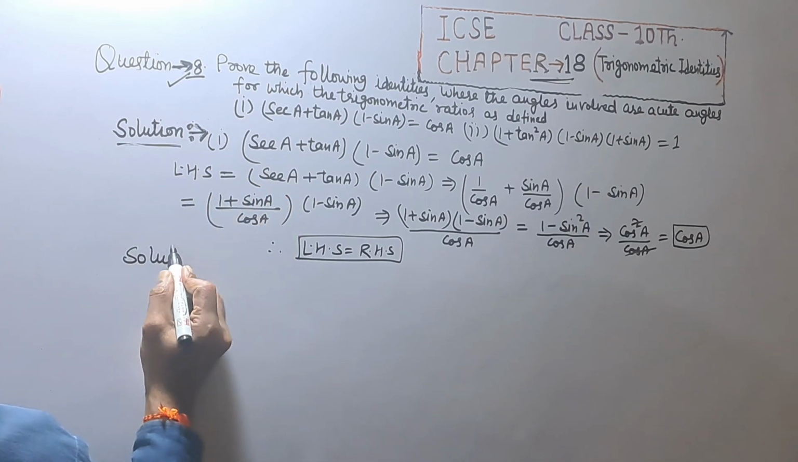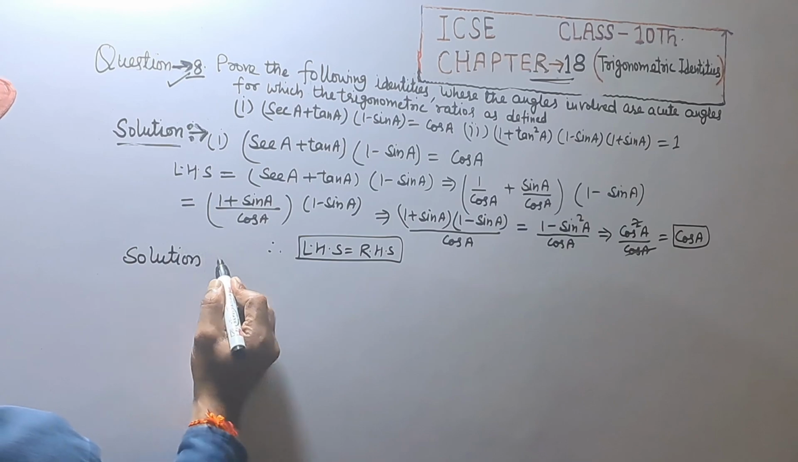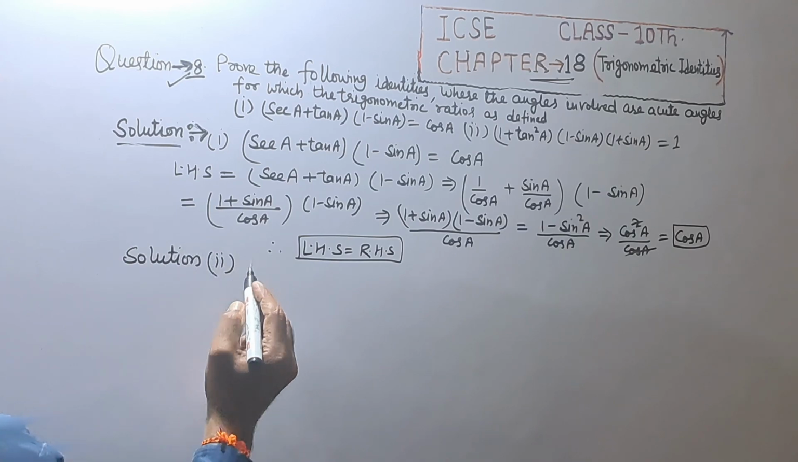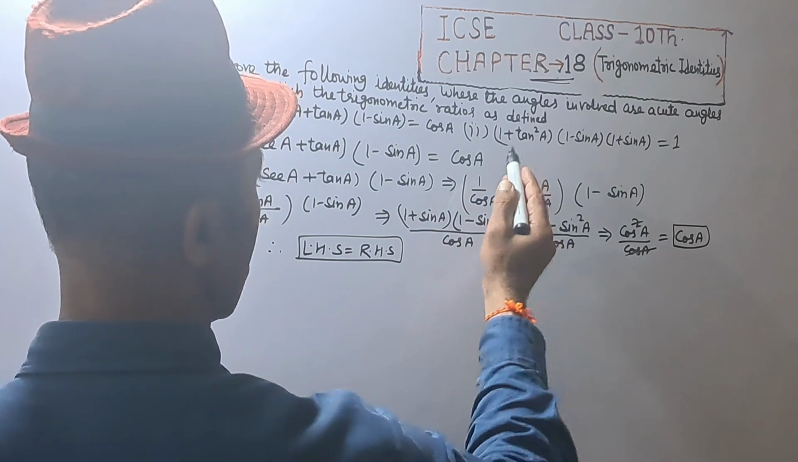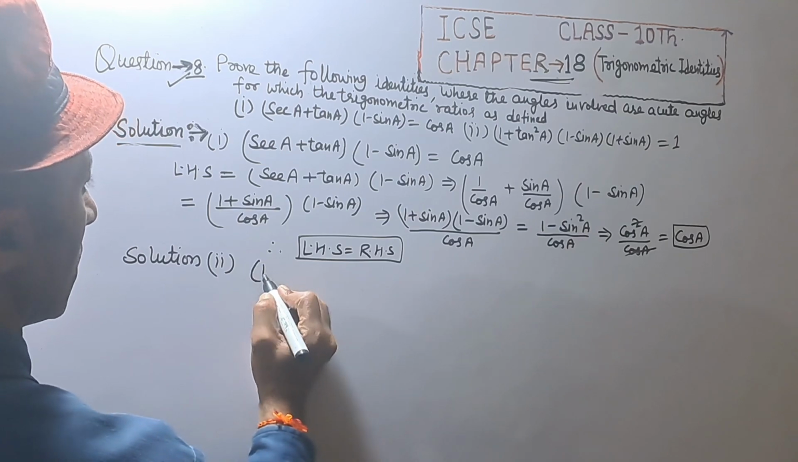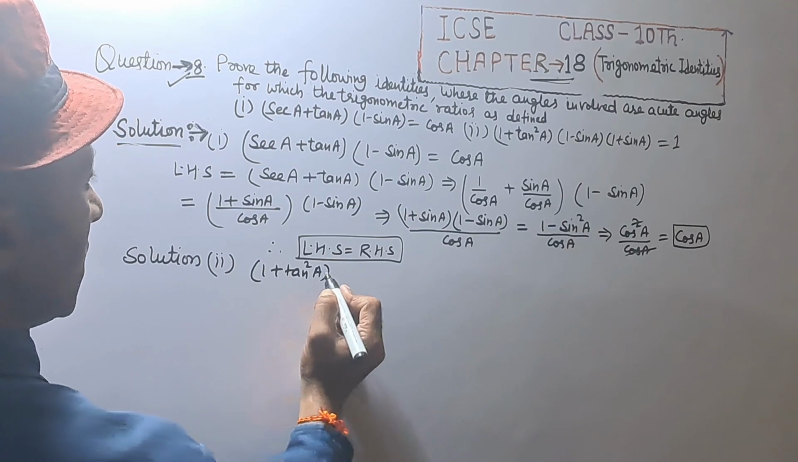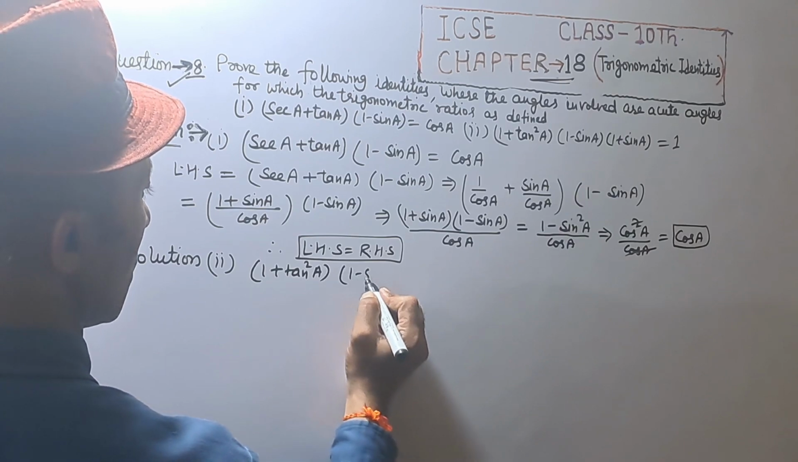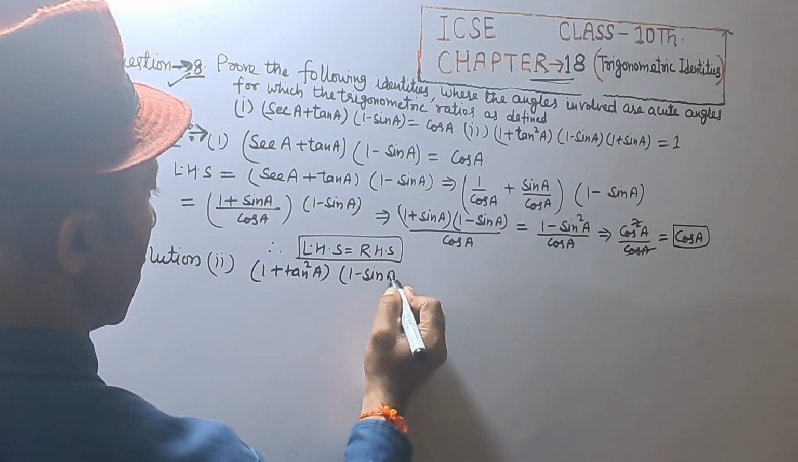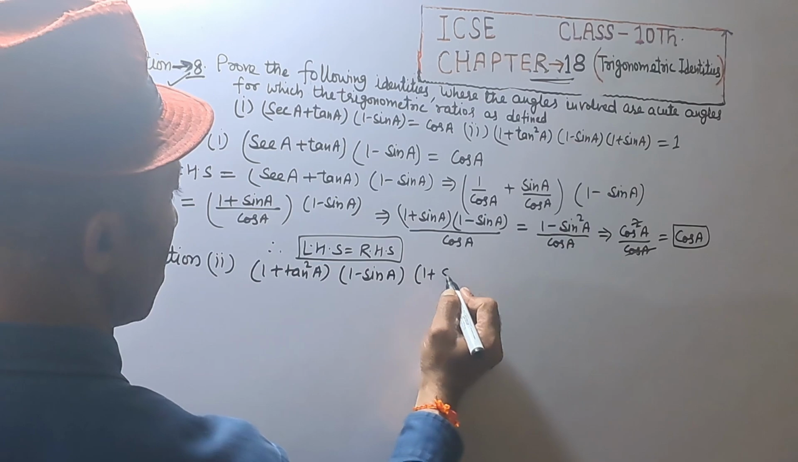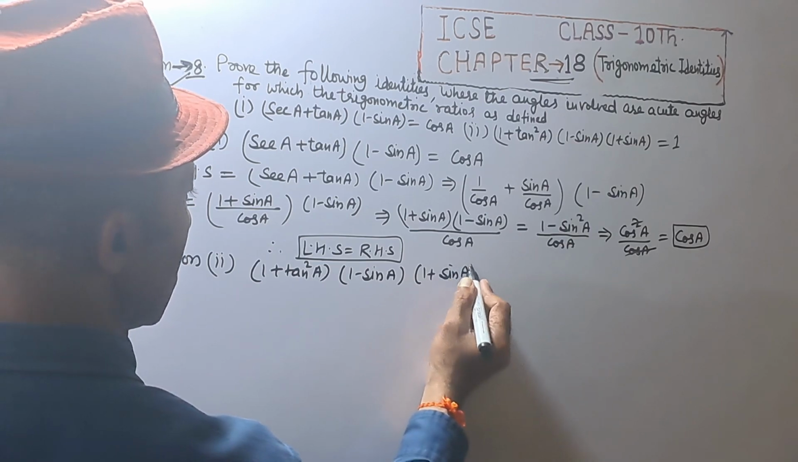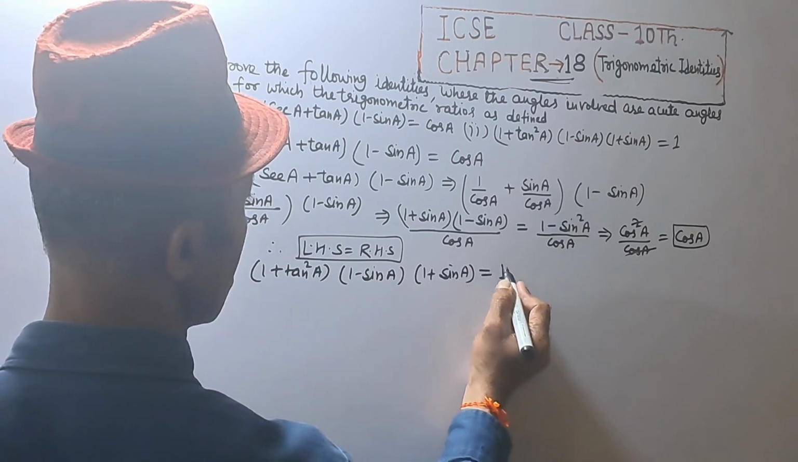Solution. Second part: we are given (1 plus tan square A) into (1 minus sin A) (1 plus sin A) is equal to 1.